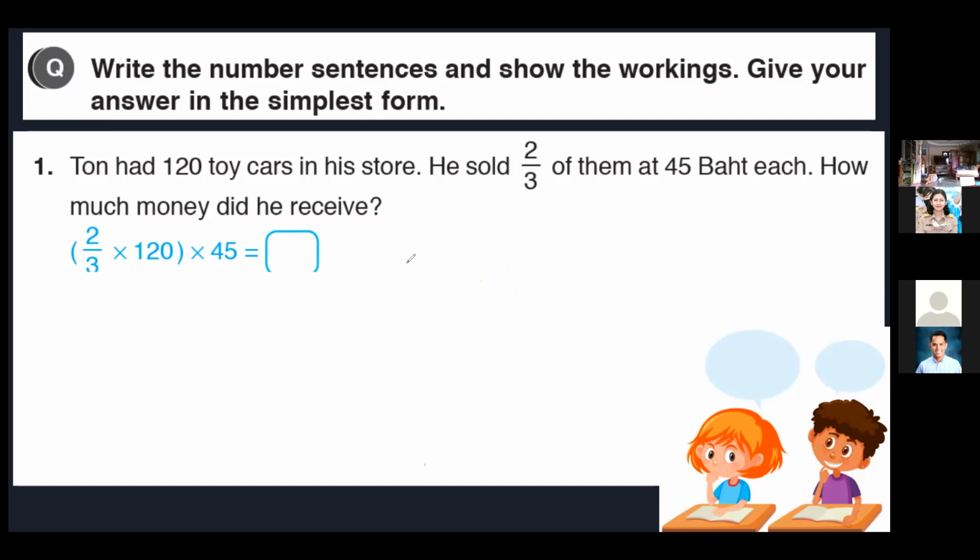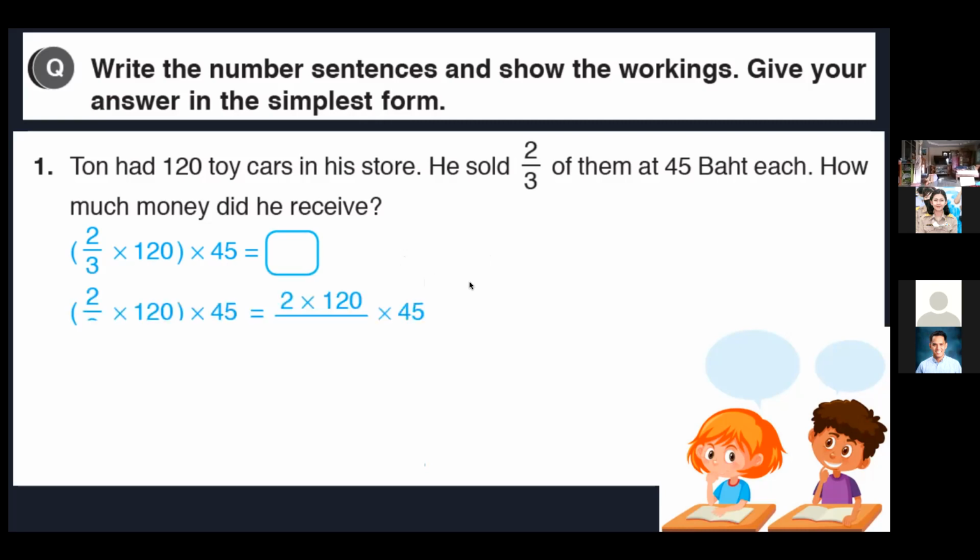Okay, so we will multiply 2/3 times 120, then times 45. So it will be like this. Okay, so you look at your answer, you check your work. Be honest, it's okay to make a mistake, but try to get the correct answer. Always try to get the correct answer.